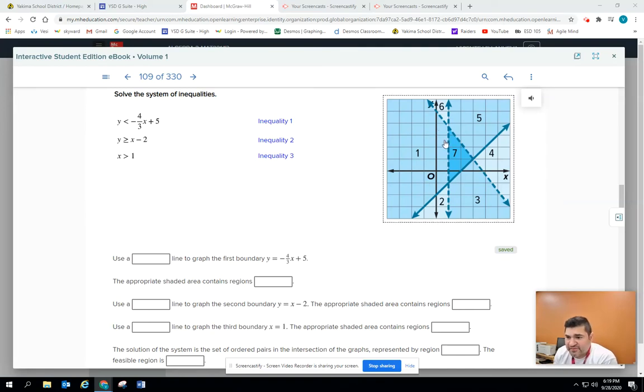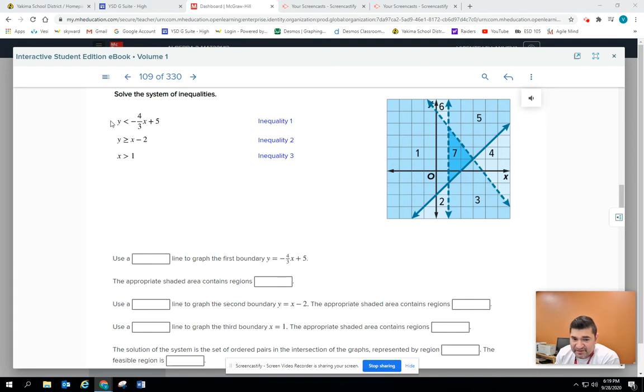Okay, now that we have these equations graphed, it says here to use a blank line to graph the first boundary, y equals -4/3 x plus 5. The thing I don't like about this is they have an equal sign right here. And if we look up over here, that's not an equal sign. And this is the line that we just graphed.